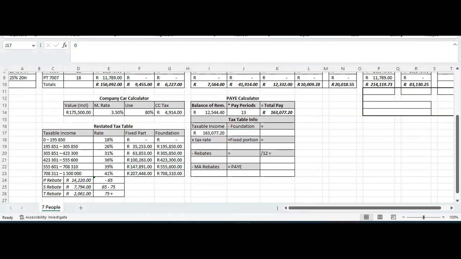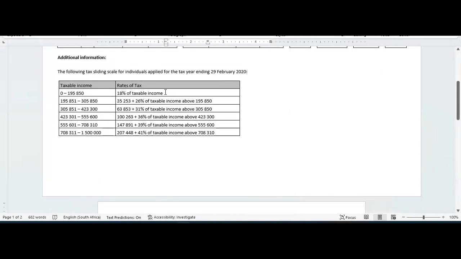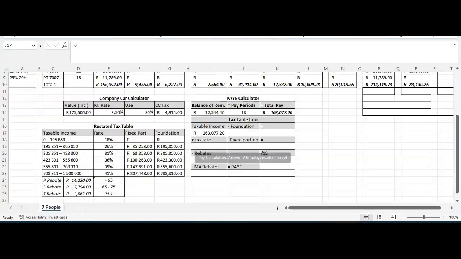Okay, if you look again at our question paper, it says 18% of taxable income. Let's quickly look at this. In this case, there's obviously not a foundation amount given. That would have been 0. And there's also not a fixed part. It's just 18% of whatever the income is. When we look at the second one, anything more than 195,850 will be taxed at 20%. So that becomes our foundation. And there is a fixed part there, and that is also given to us, 35,253. So when I go and I look at my answer sheet where I've restated the tax table, those are the amounts that you will see there.